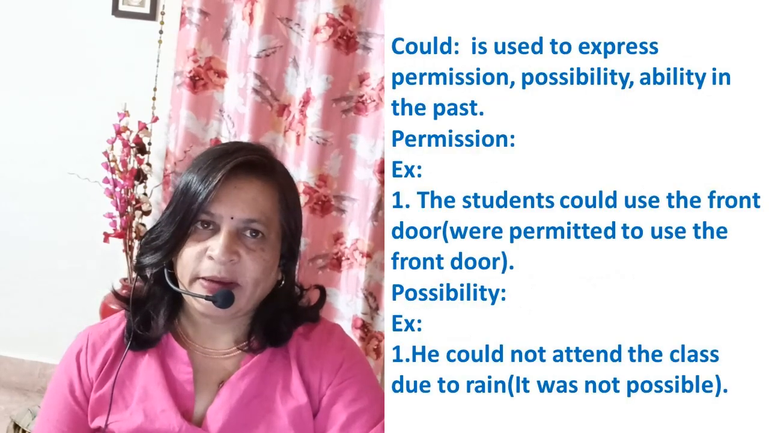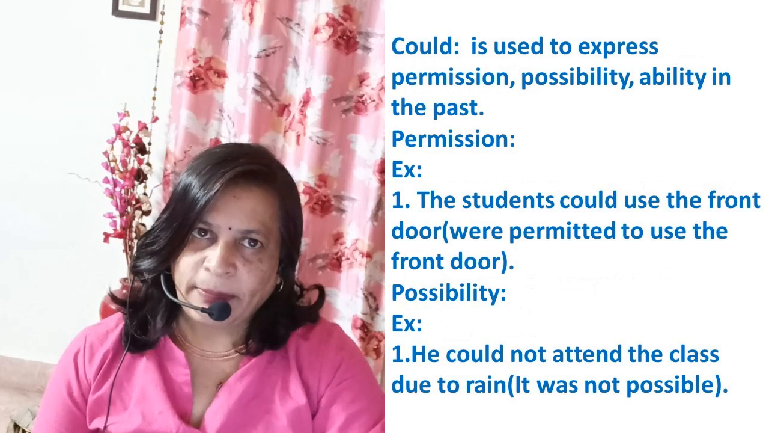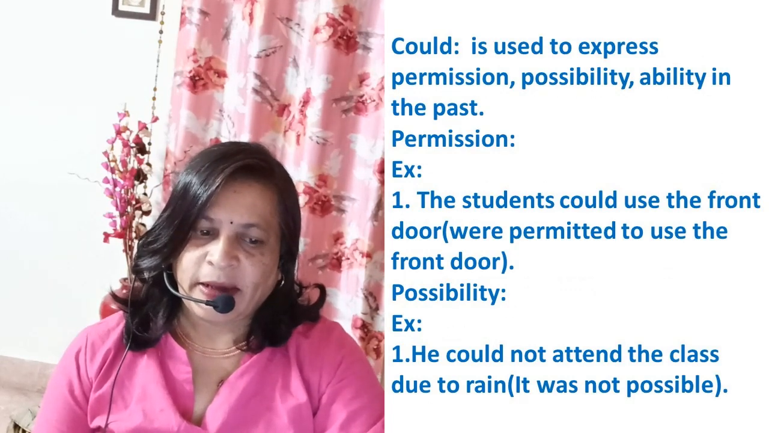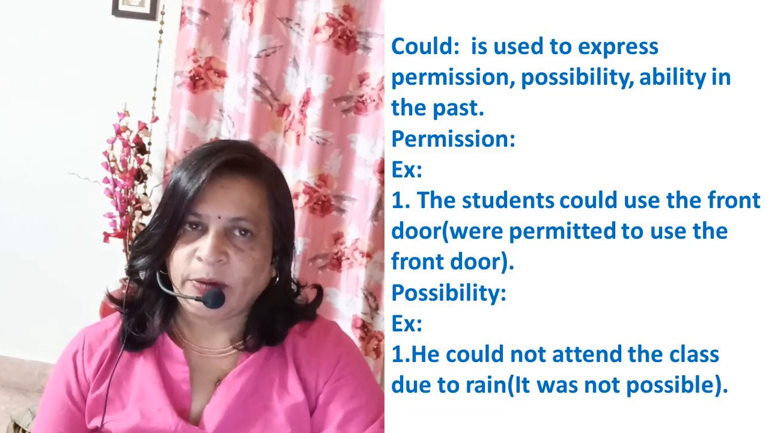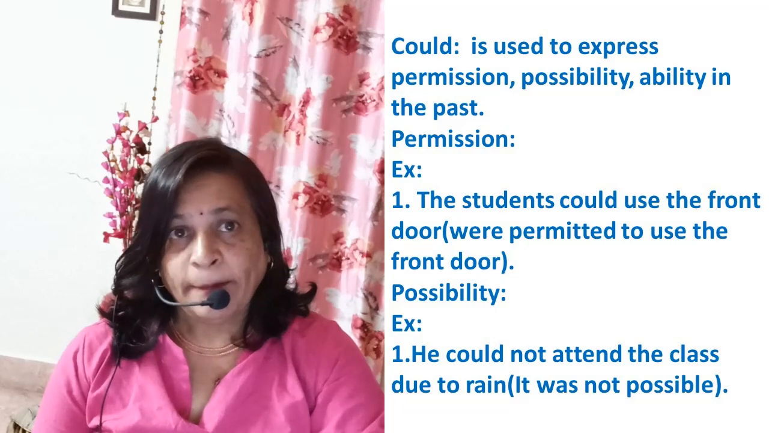Could is used to express permission, possibility, ability in the past. Permission. Example, the students could use the front door. That means they were permitted. They were allowed to use the front door in the past.